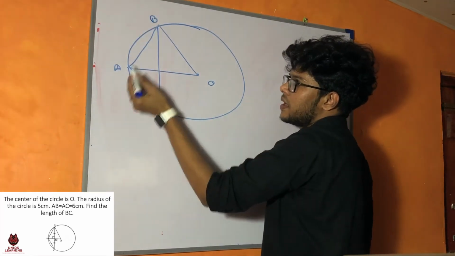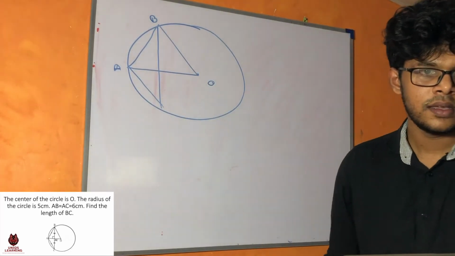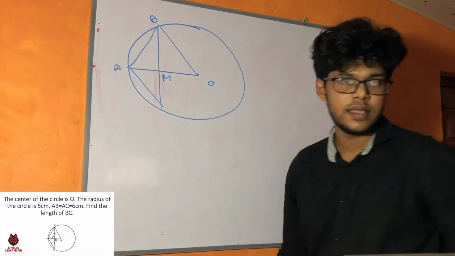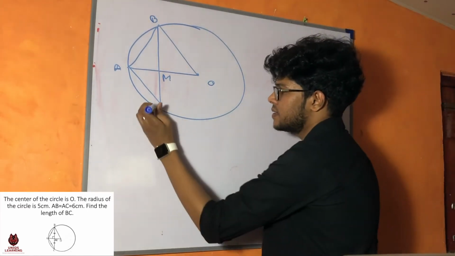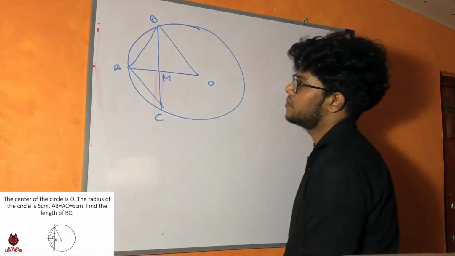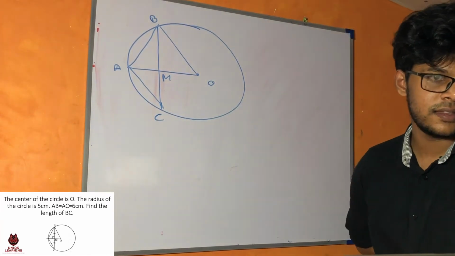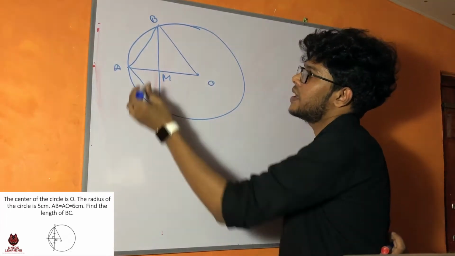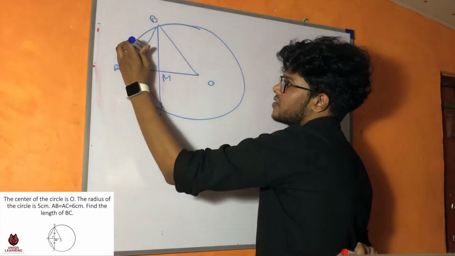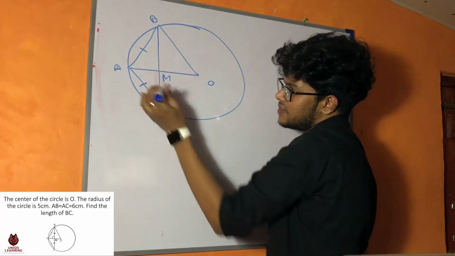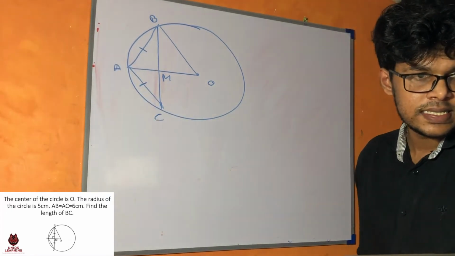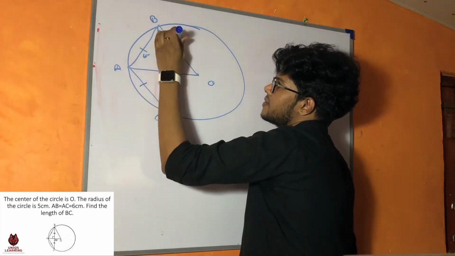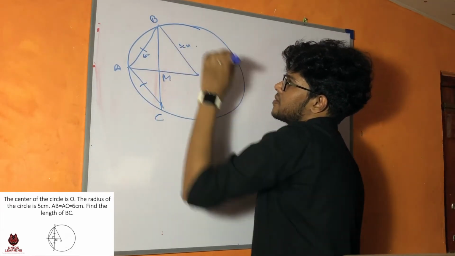AB is a chord, right? Then here the meeting point, this is M. Then we have the point C here. This is C. So it's given the radius is 5 centimeters. AB equal to AC. So they say this length is equal to this length equal to how much? 6 centimeters. So this is equal to 6 centimeters and the radius is 5 centimeters.